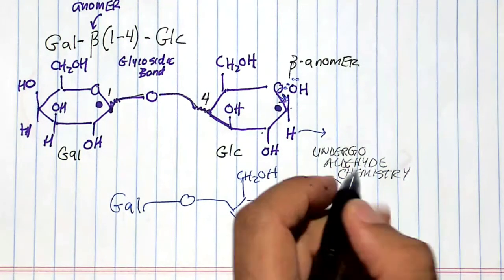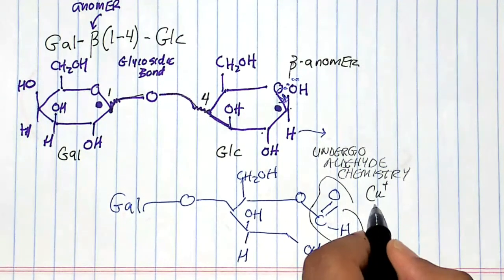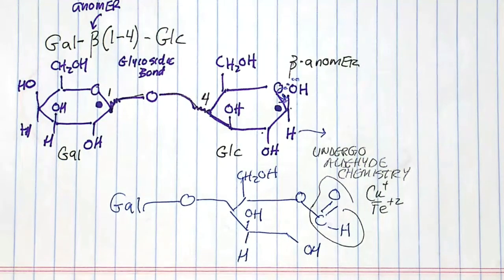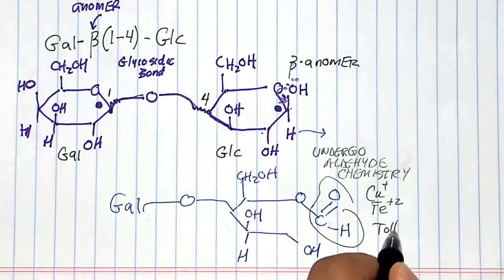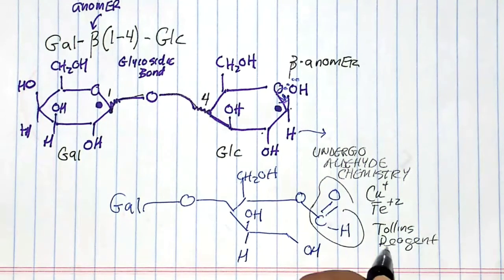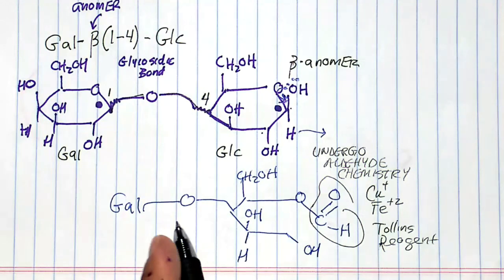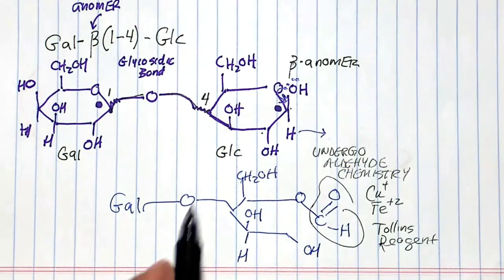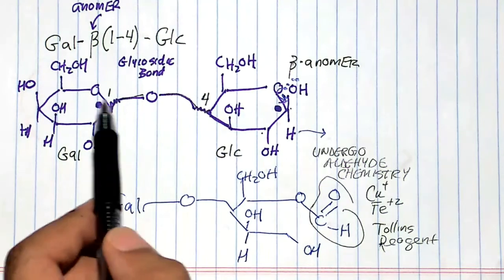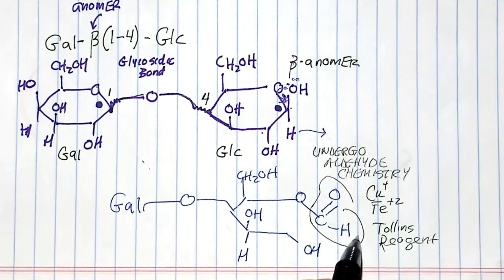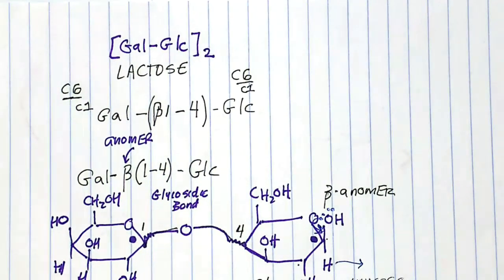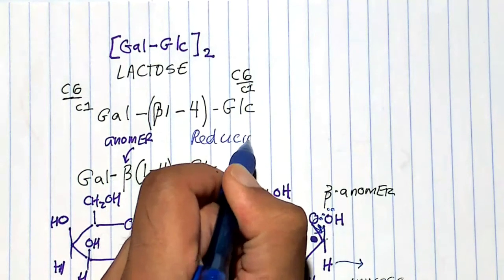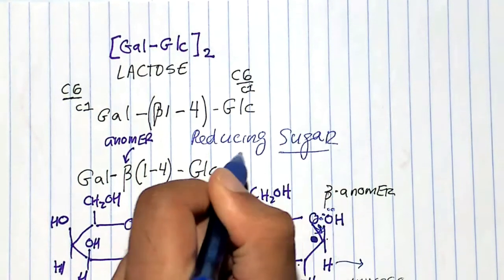One of the things it can do is react with copper plus, it could react with iron, I think it's iron plus 2. It can react with some reagents, most commonly Tollens' reagent. I believe that has silver in it, but I'm not entirely sure. This free aldehyde, even though it's 1% or so in population, maybe even less than 1%, is still available to do some chemistry. So that free aldehyde resulting from that free anomeric carbon that is not in a glycosidic bond, we call that available for reduction. So lactose is what we call a reducing sugar.